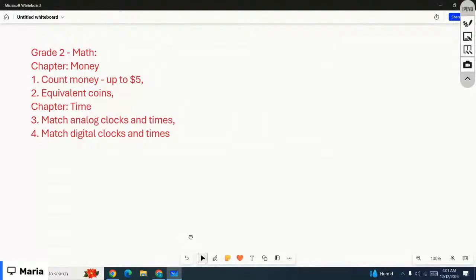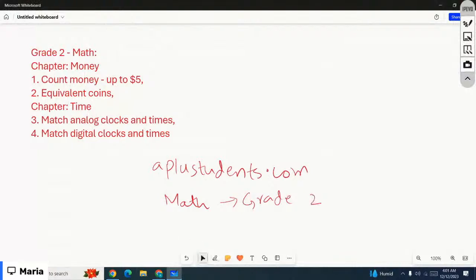We are here for grade 2 math. You can find all the lessons on aplusstudents.com. You have to log in there using your email address and password as provided by the administrator. Then you have to select math from the subject tab. Scroll down to grade 2 and then click on view all lessons.